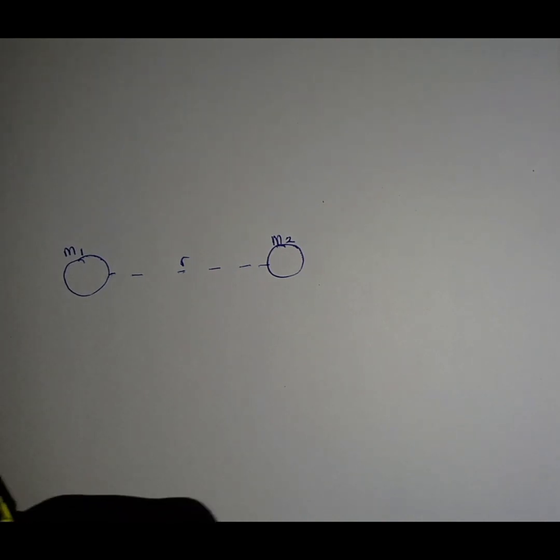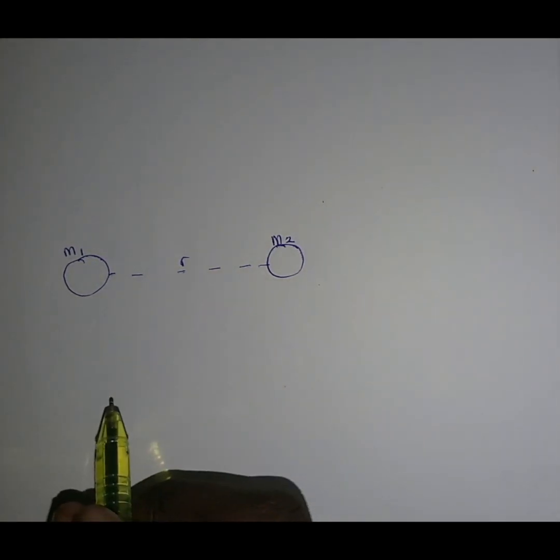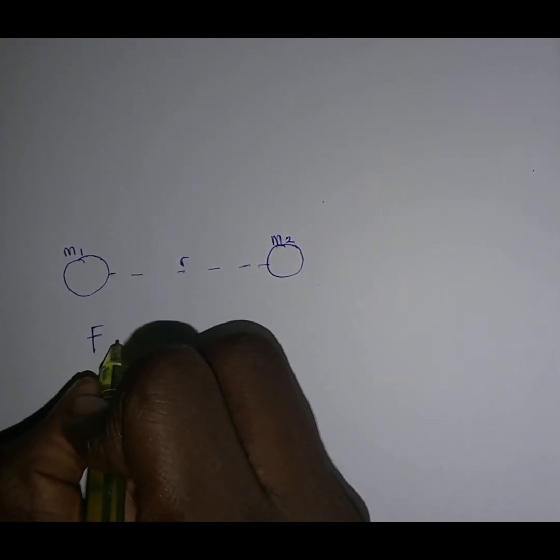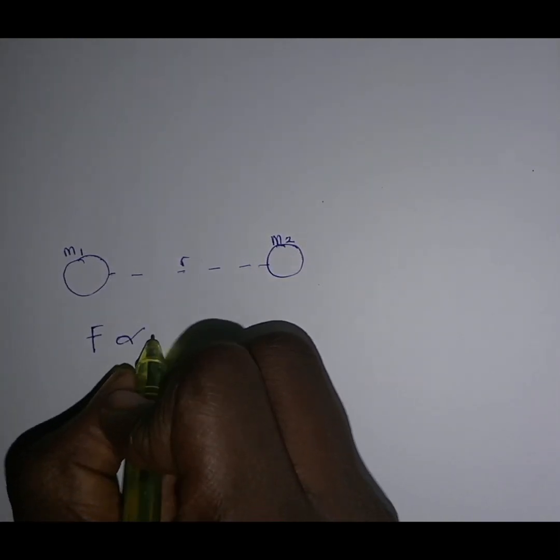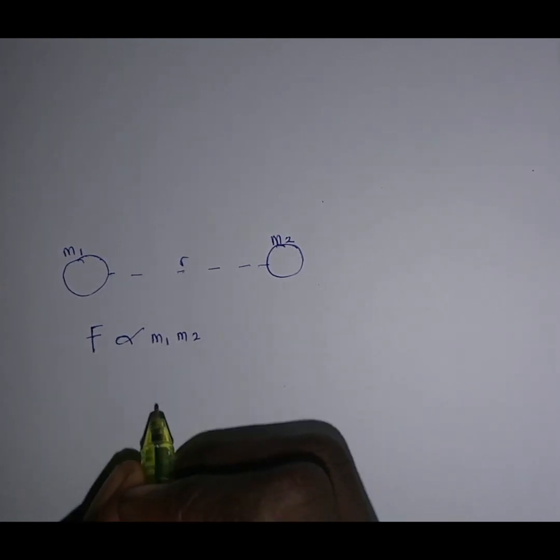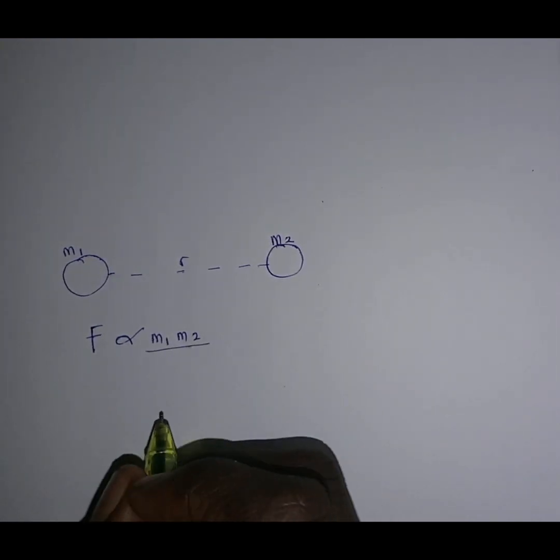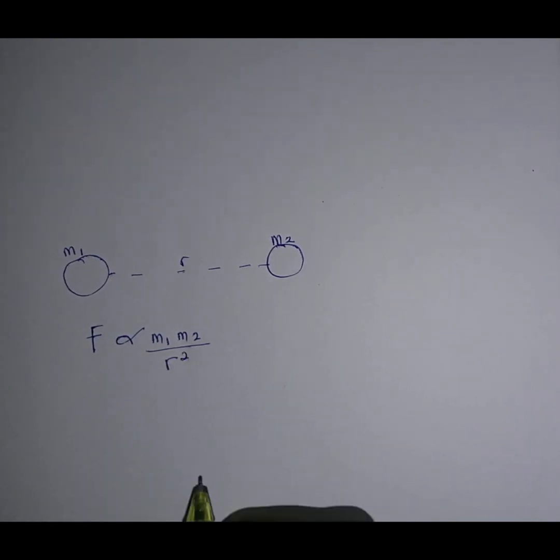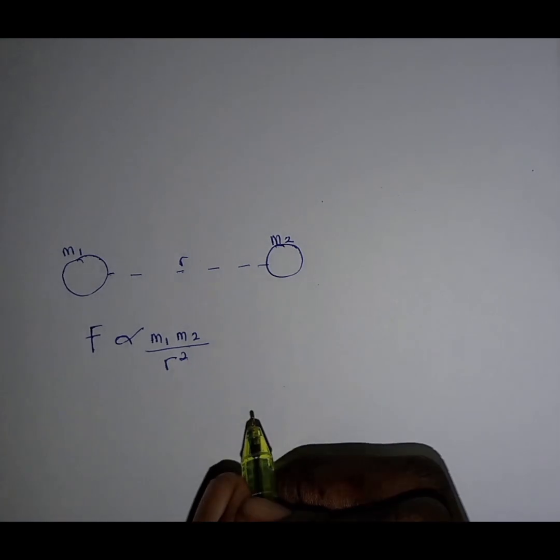So therefore, the force of attraction between these two bodies, by formula, is directly proportional to the product of M1 and M2 and inversely proportional to the square of the distance. So this is the formula.